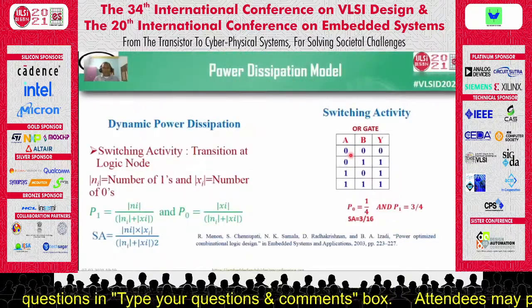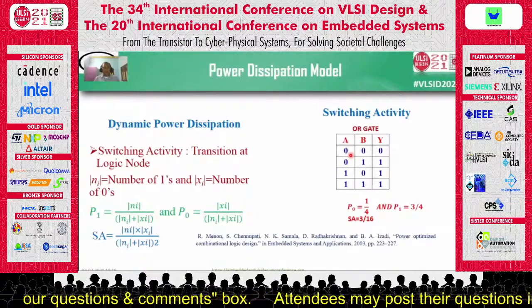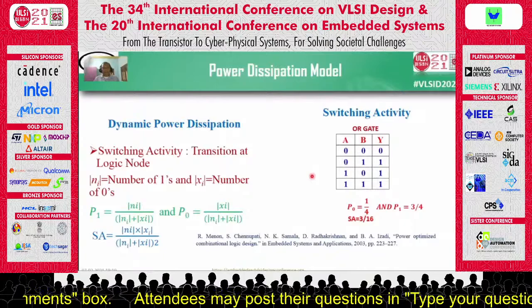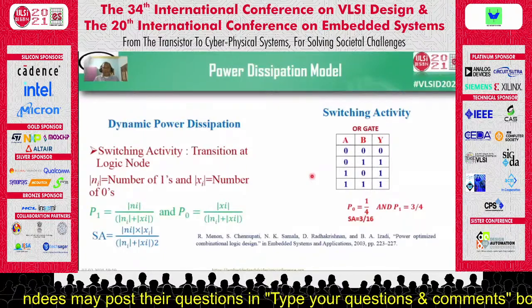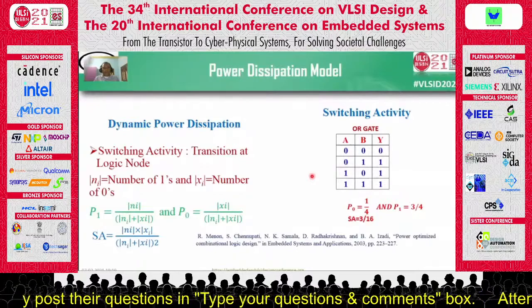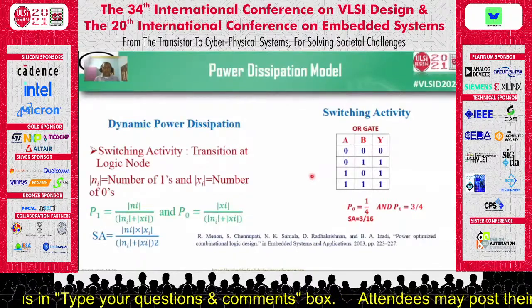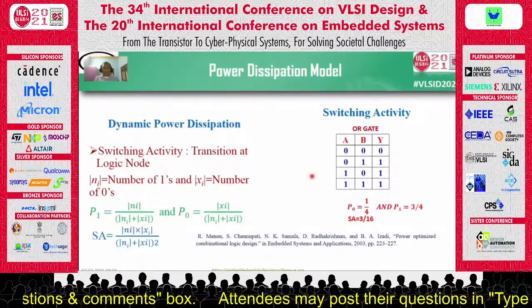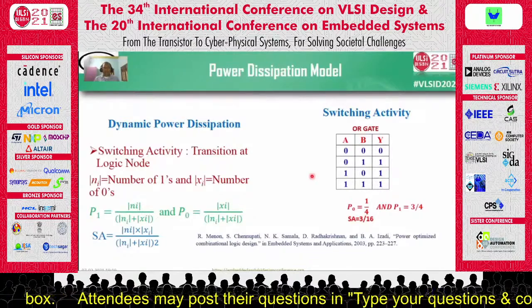Now we discuss the power dissipation model. The physics of graphene is similar to that of CMOS. Now in a CMOS circuit, power is mainly dissipated due to the switching activity, mainly the dynamic power loss, and this dynamic power loss occurs due to the switching activity. Switching activity occurs due to the transition either from 1 to 0 or from 0 to 1.